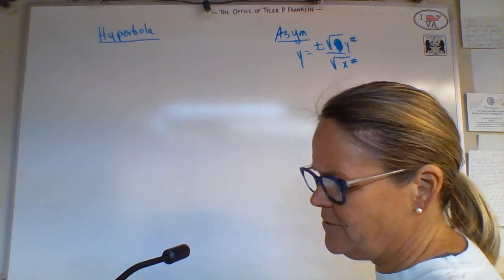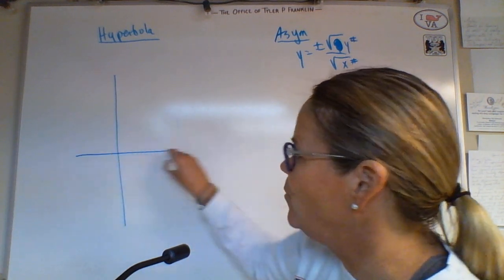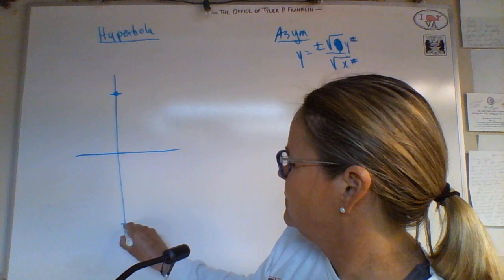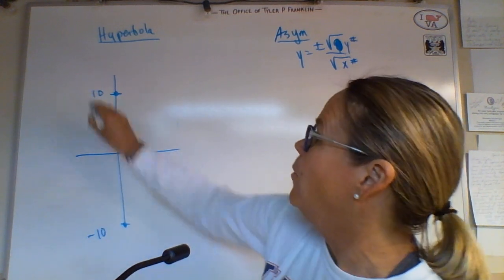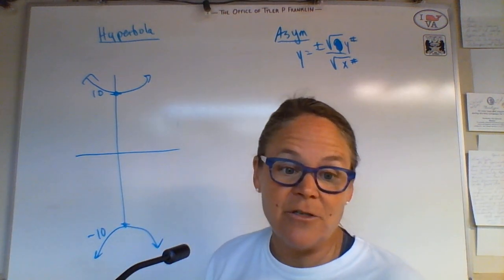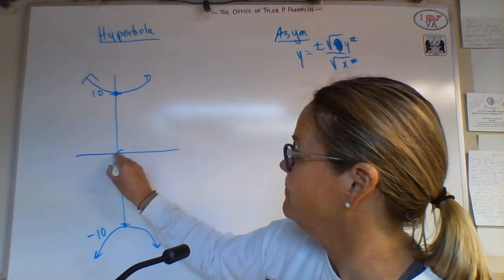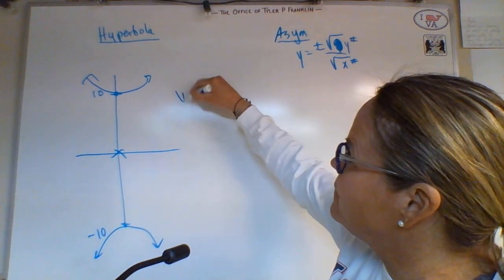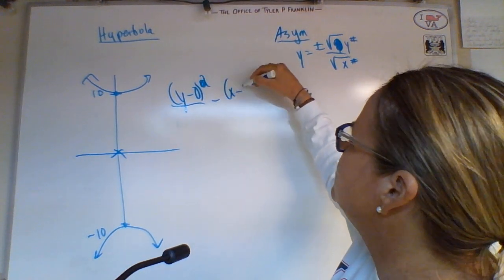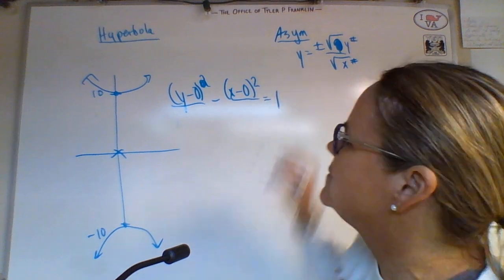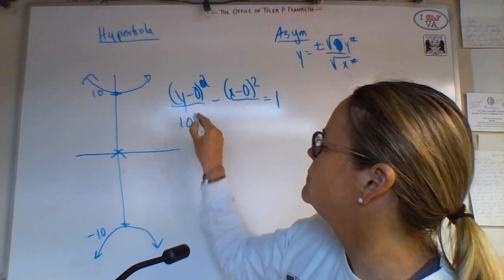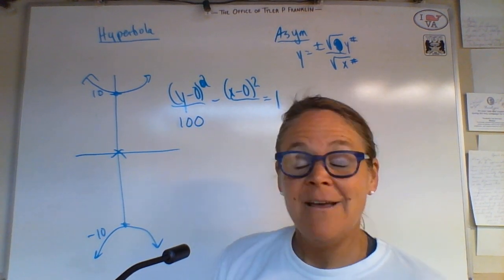Next one. Vertices are 0, 10, 0, negative 10. I would draw it. 0, 10, 0, negative 10 means I'm there. Well, that means y's first. What's your center? If you look at the picture, 0, 0. Y first, which you don't have to put the 0. So you got that. 10 spots away. That's 100.